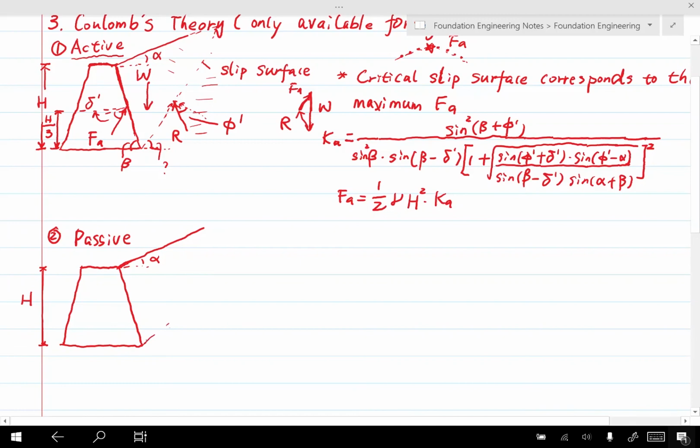But you may find that for this slip surface, usually this angle of inclination is smaller compared with the active case. So this angle, I put a question mark here, smaller. We don't know the exact angle. Here we have the soil body, the weight is W.